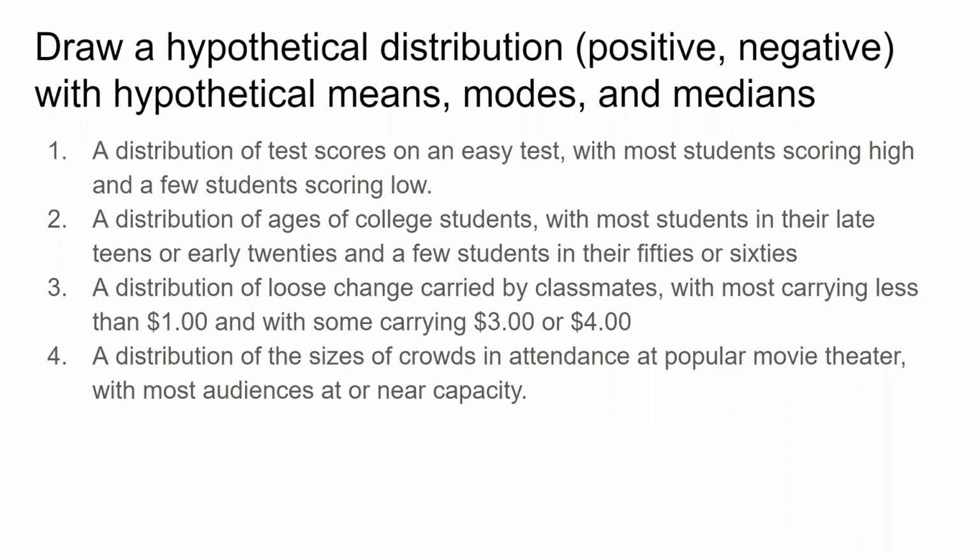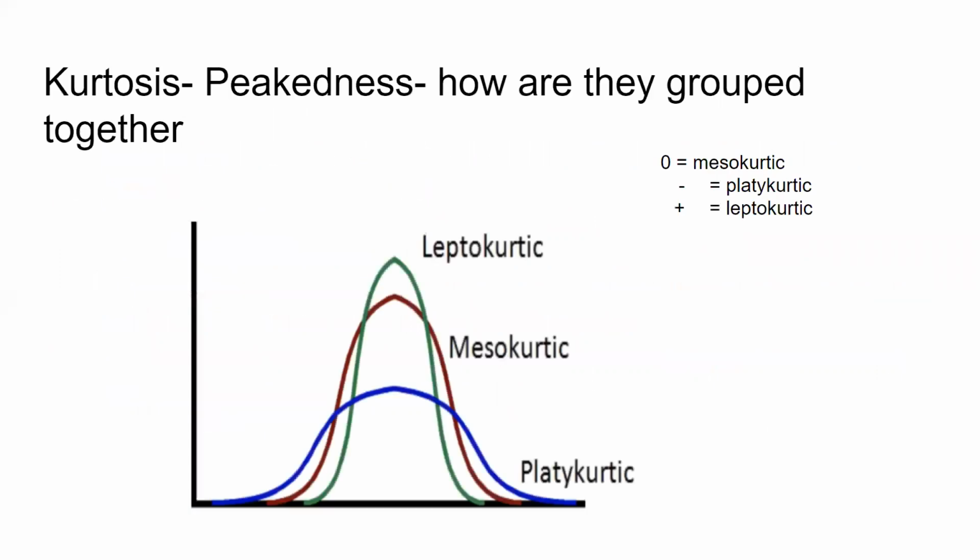So check yourself, think about that. What would be some hypothetical means, modes, and medians? All right, let's continue to talk about distribution. Now we're going to talk about kurtosis.